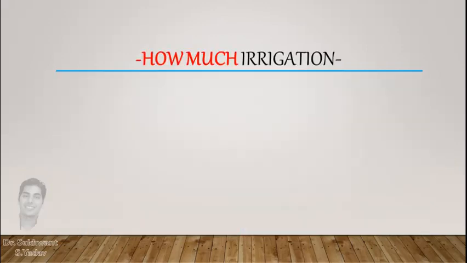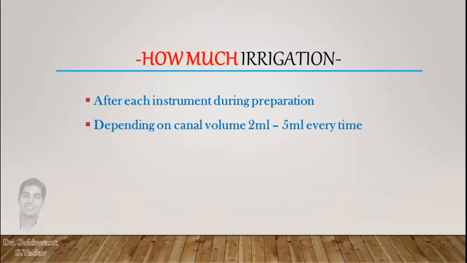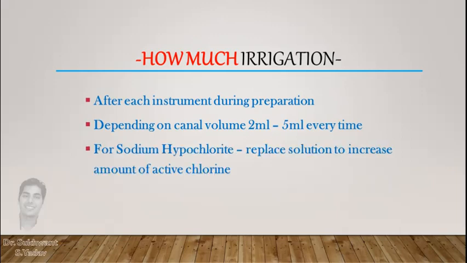But the question is, how much irrigation is needed to flush out all debris? We need to understand that whenever a file is inserted in the canal, it generates dentinal chips or debris. So after each file, either number 10, number 15, or any rotary file, irrigation is a must. The amount may vary from 2 to 5 ml according to canal size. Another reason to irrigate with hypochlorite repeatedly is to provide active chlorine to kill bacteria and dissolve pulp tissue.